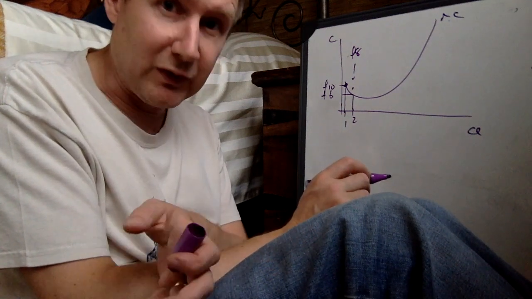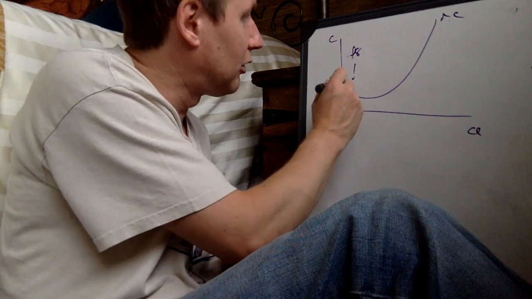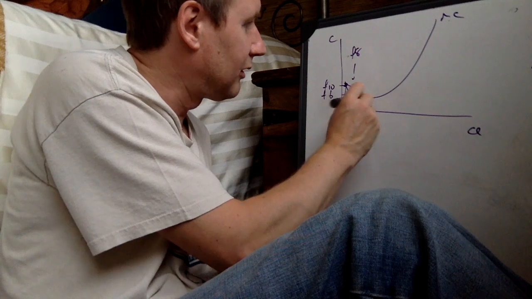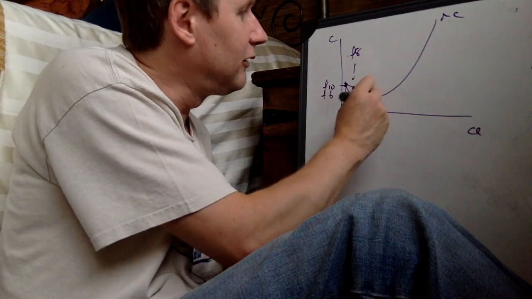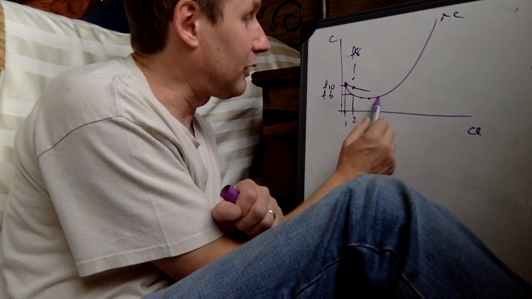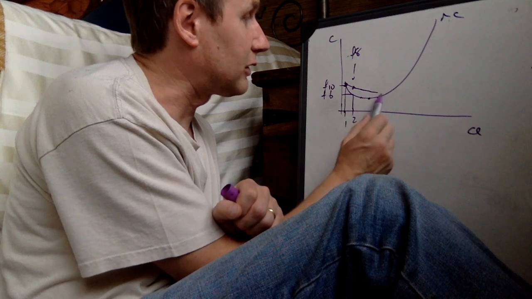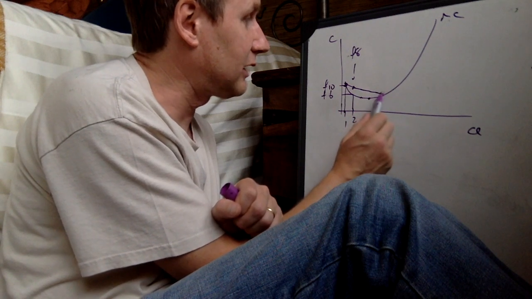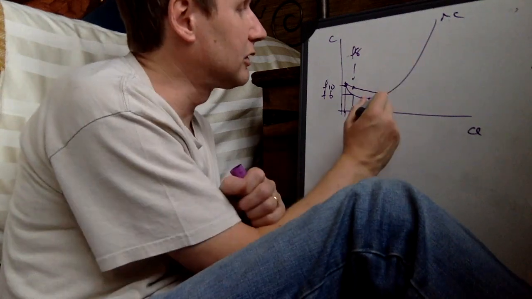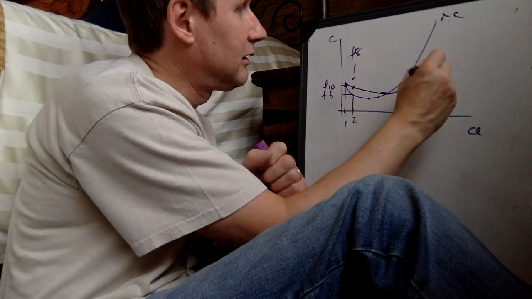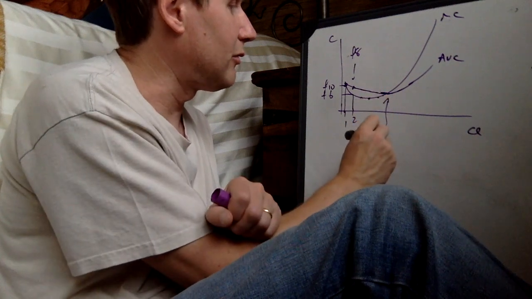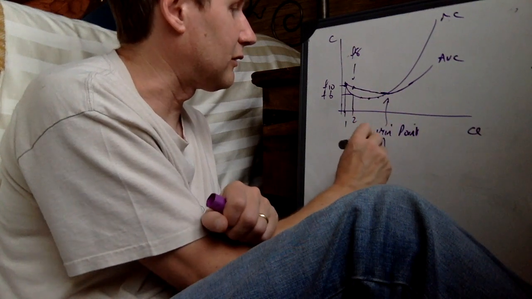This fits with the relationship between marginals and averages. We said as long as the marginal is below the current average, the average goes down. Even though the marginal is now going up, that is still below the current average, therefore the average comes down. As long as the marginal is below the average, the average variable cost will fall. As soon as the marginal is above it, the average variable cost will start to rise. So that is the minimum point of the average variable cost curve.